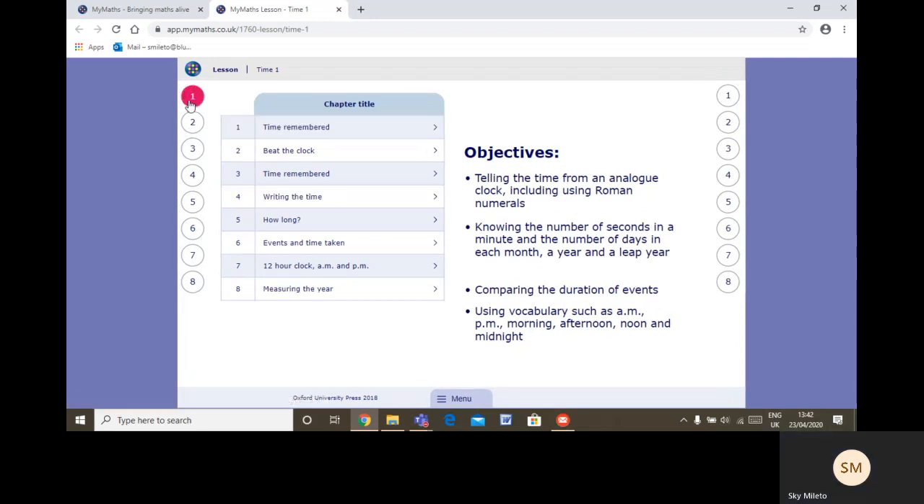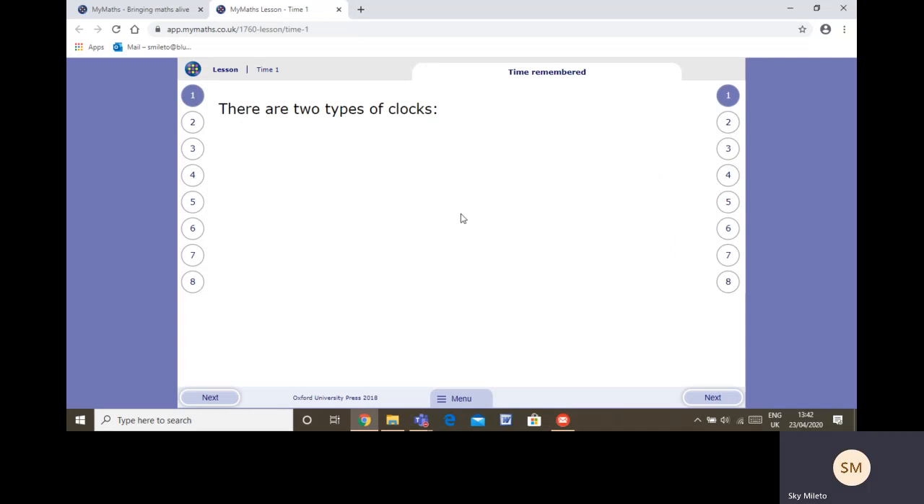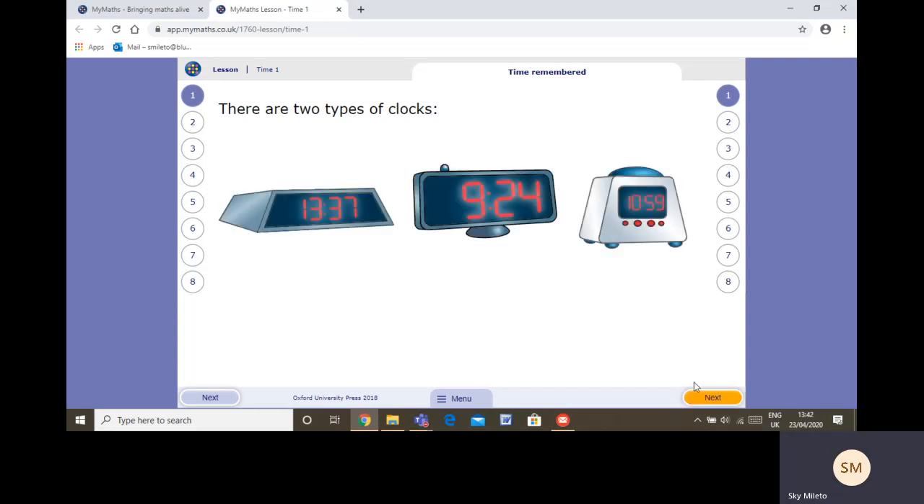So let's have a look at one. There are 2 types of clock. I did mention them last week. I'm wondering if any of you can remember. There is an analog clock. Oh, this one's not an analog clock. This one is a digital clock. A digital clock.